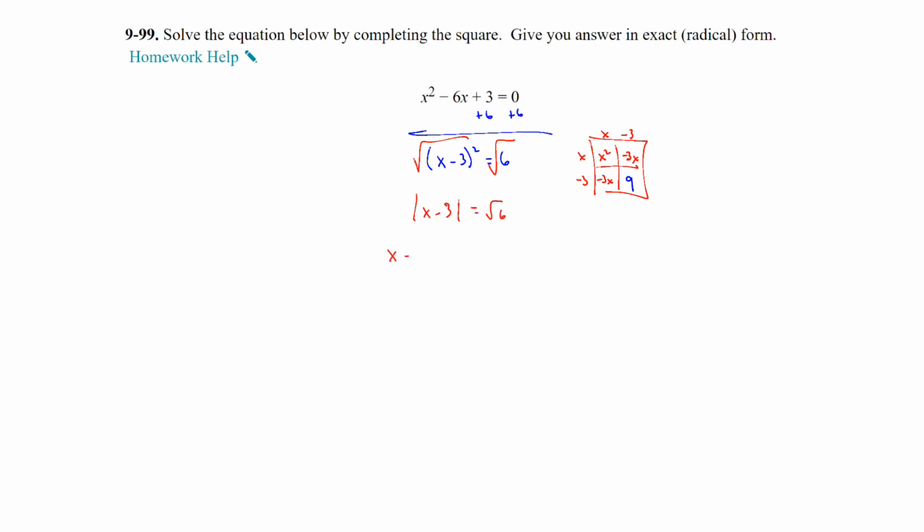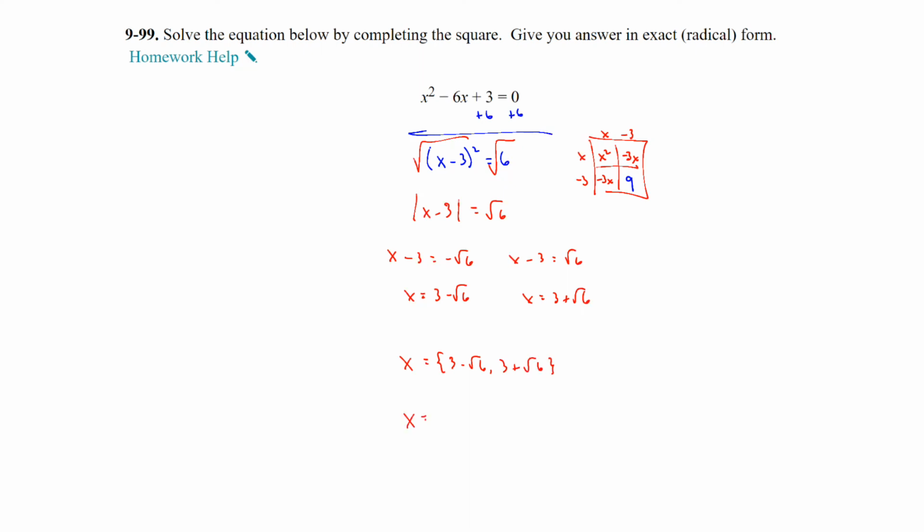And then we can set up our two equations. x minus 3 is equal to negative square root of 6, and then x minus 3 is equal to positive square root of 6. So if we add 3, that'll be 3 minus the square root of 6, and 3 plus the square root of 6. This one says give your answer in exact radical form, so those are our two answers. x is equal to 3 minus the square root of 6 and 3 plus the square root of 6.